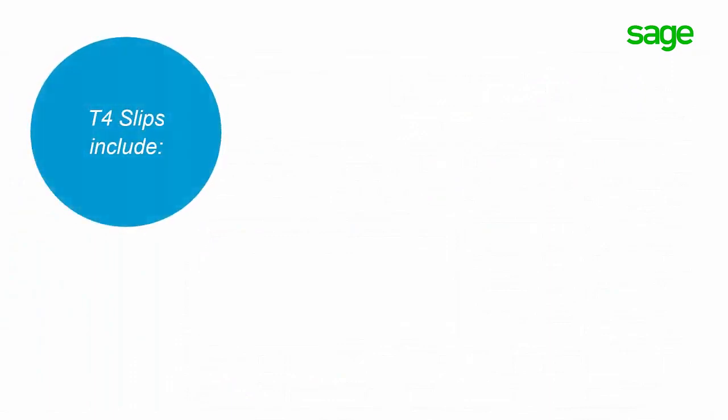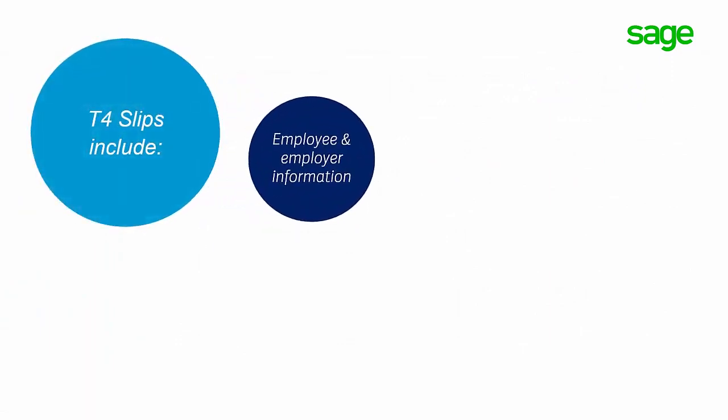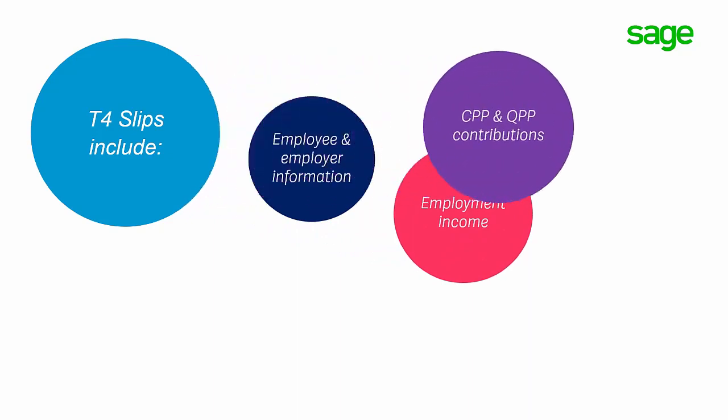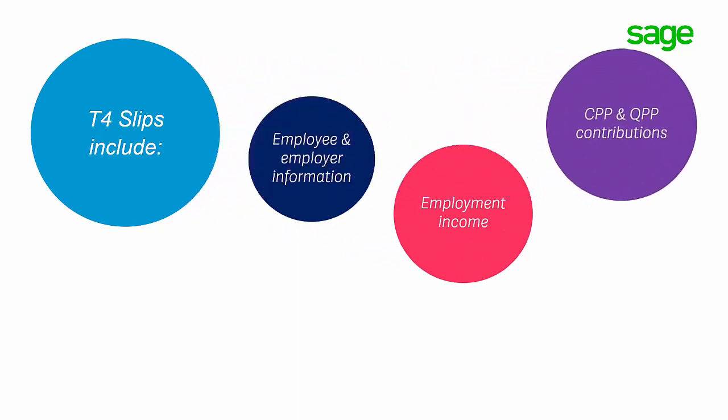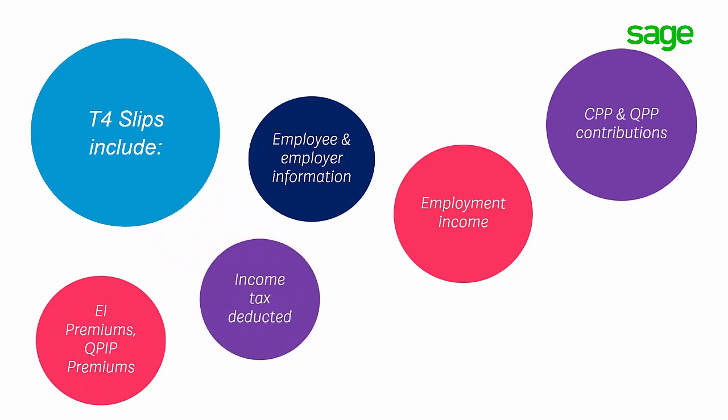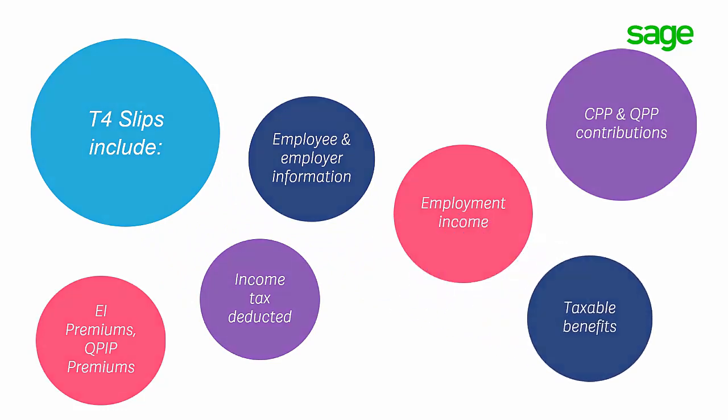T4 slips include employee and employer information, employment income before deductions, Canada Pension Plan or CPP, and Quebec Pension Plan QPP contributions, employment insurance or EI premiums, Quebec Parental Insurance Plan QPIP premiums, income tax deducted, and taxable benefits.